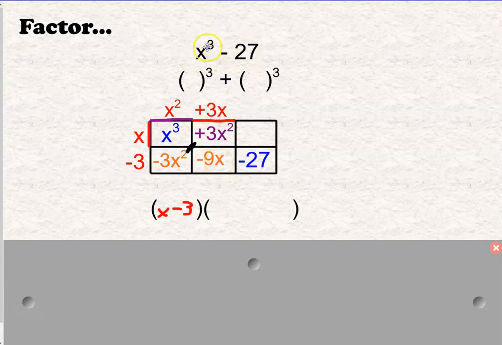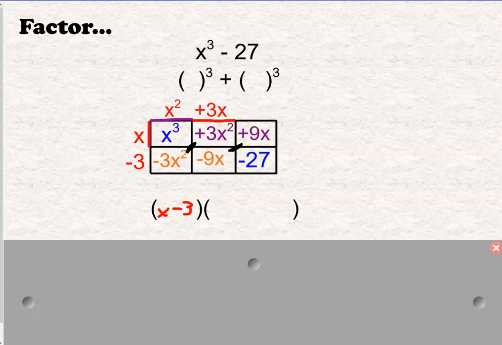All I want inside this giant box is an x cubed minus 27. So somehow I'm going to have to cancel out this negative 9x. And what cancels out a negative 9x? That's right, a positive 9x.